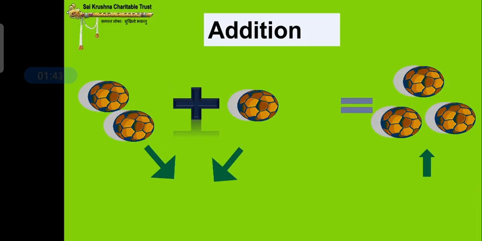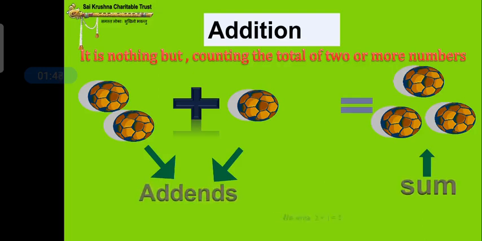Okay? So here is one example. Here you have got 2 balls plus 1 ball. These are the addends, and whatever answer we get is the sum. Addition is nothing but counting the total of 2 or more numbers. So you have to add everything, you have to count everything so that you get the sum. Sum in the sense addition. Please remember this, children. Sum means addition. Difference in the sense subtraction. So you have to remember all these terms. The other name for addition is sum.